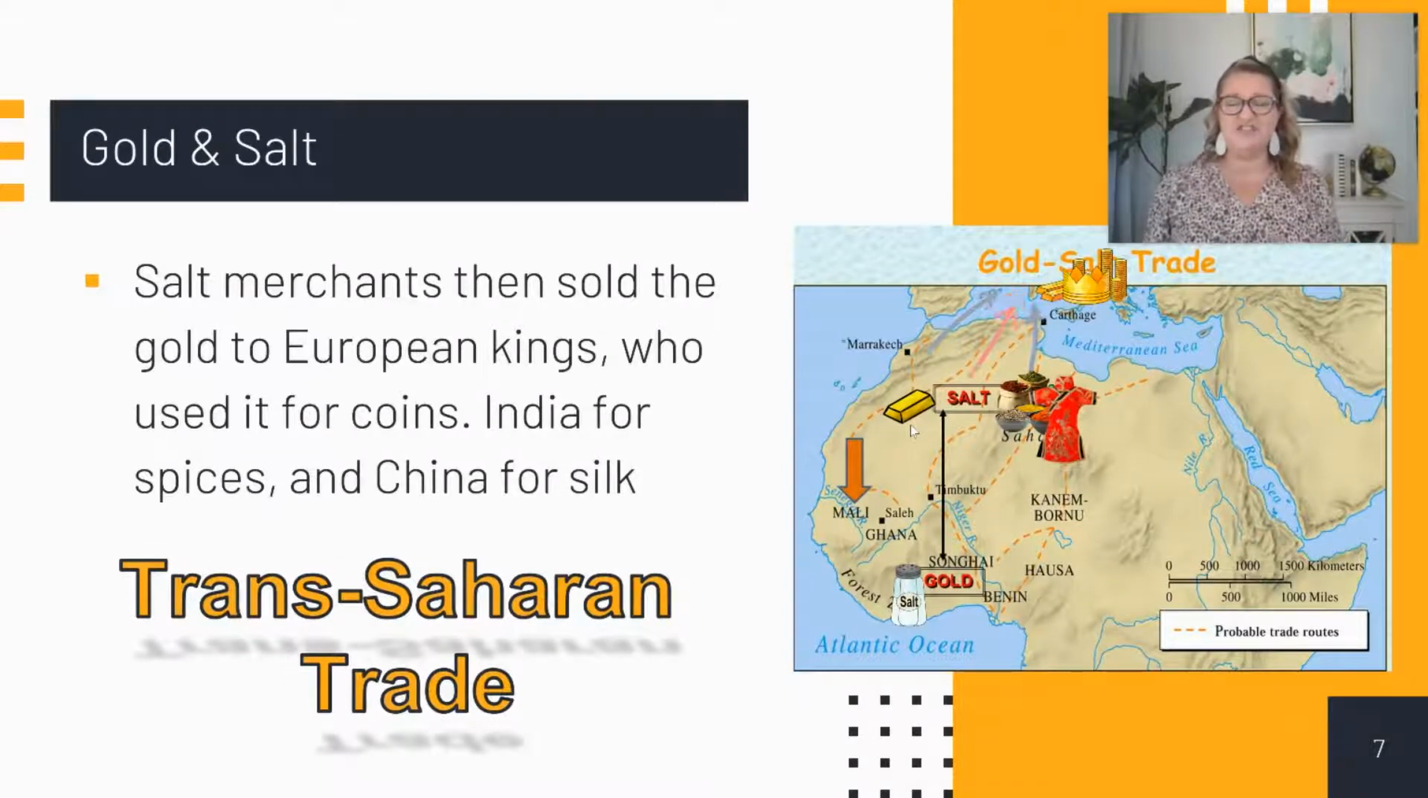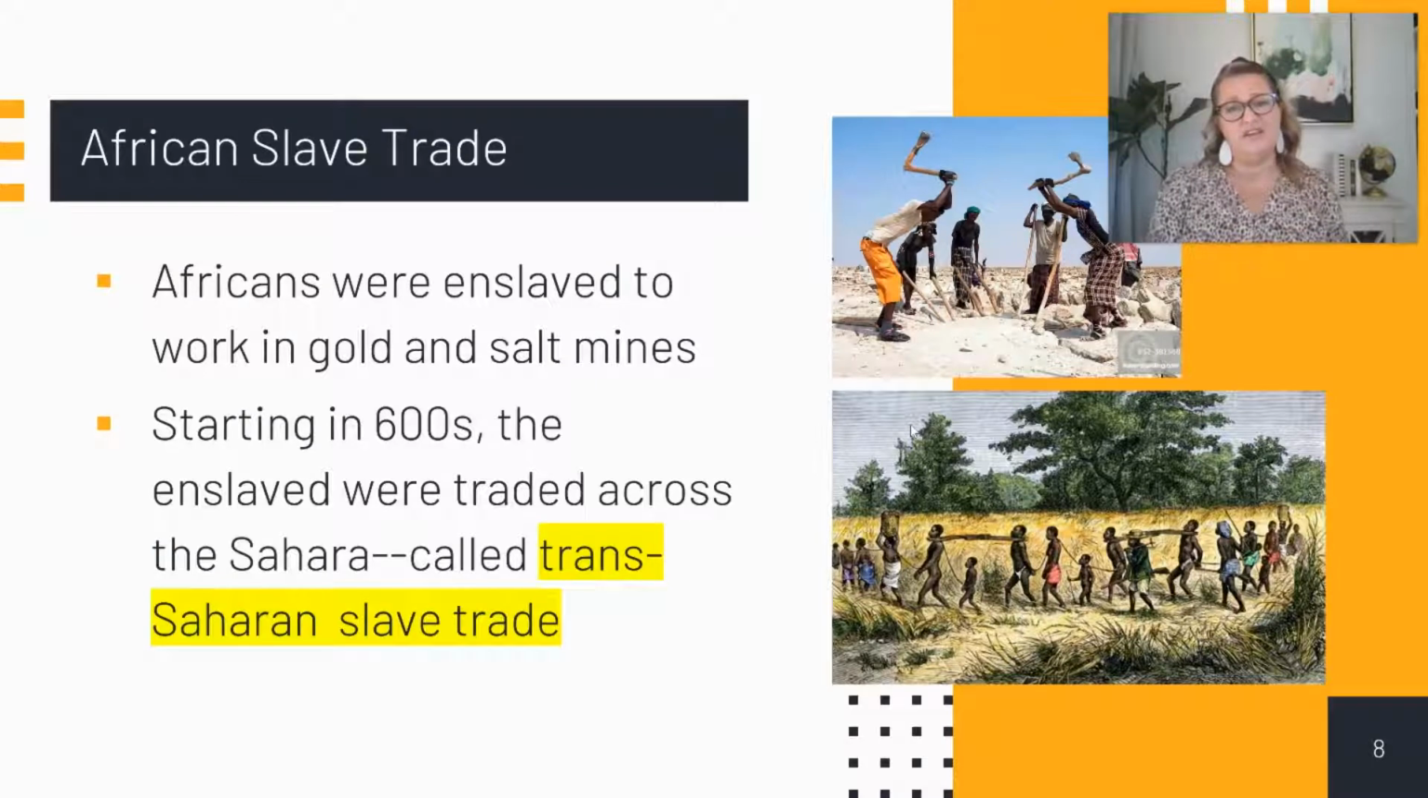And we call this trade Trans-Saharan trade. Trans simply means across, and Sahara means desert. So Trans-Saharan trade is trade across the desert. The gold and salt were not the only things that were traded across the Sahara Desert during the Middle Ages. Unfortunately, Africans were also enslaved and forced to work in these gold and salt mines. And this was incredibly grueling work. So, starting in about the 600s, people who had been enslaved were traded across the Sahara as goods. And this is called the Trans-Saharan slave trade.